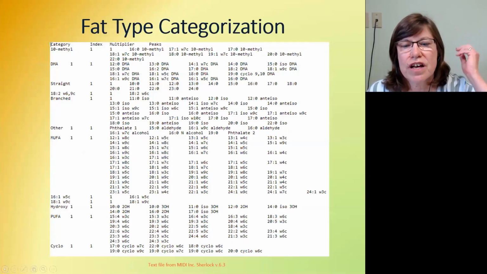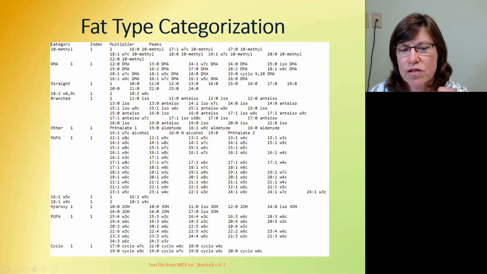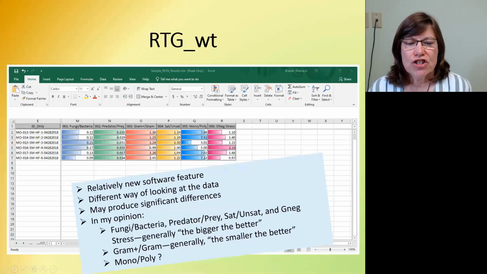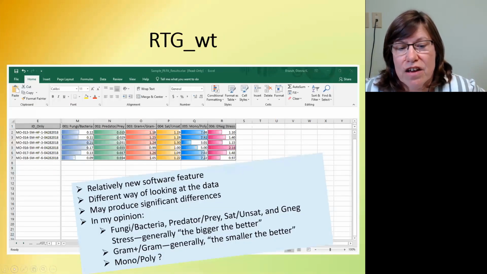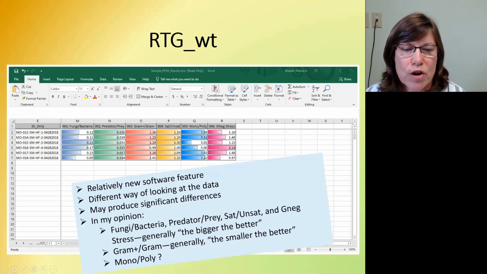So this was just how we give people the information of how we categorize the fatty acids into fat types. So the ratios, it's just a different way of looking at the data. It's a newer feature that they've provided with software updates.